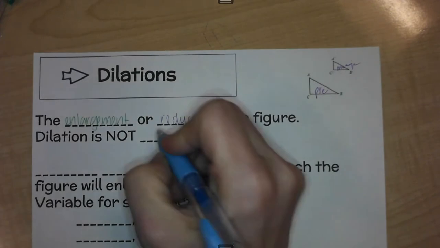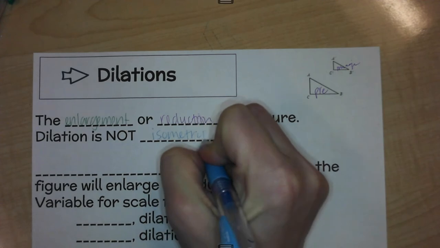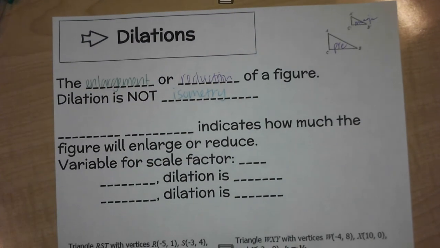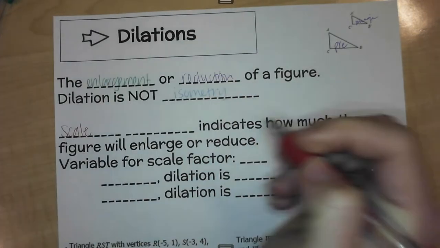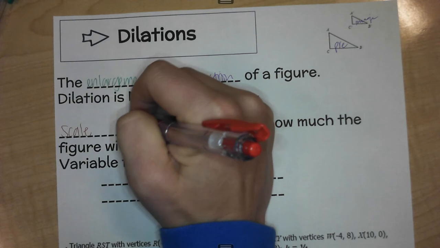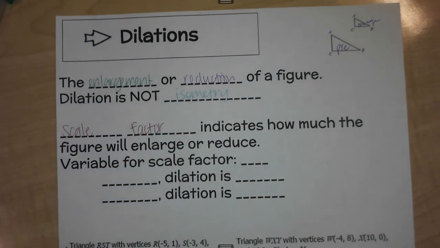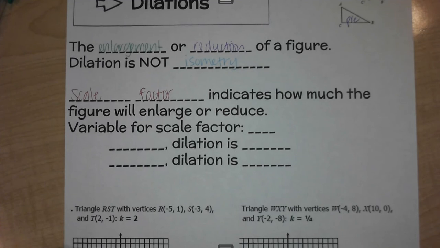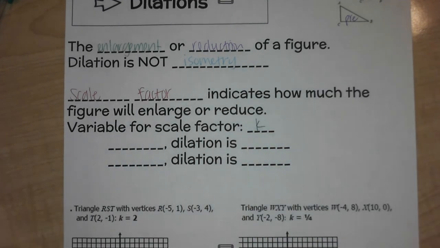Our dilation, since we are changing the dimensions, is not an isometry transformation. All right, how much we are enlarging or reducing, we call that our scale factor. And this indicates how much the figure will enlarge or reduce. And for some reason, our variable for scale factor is K, the letter K.